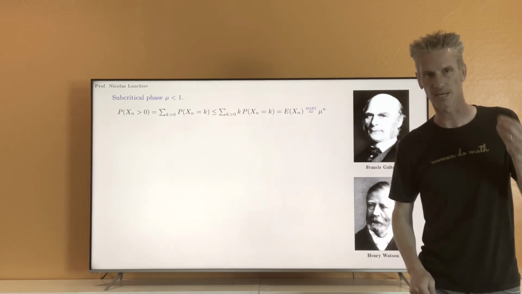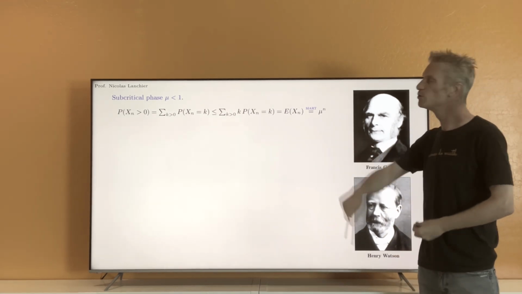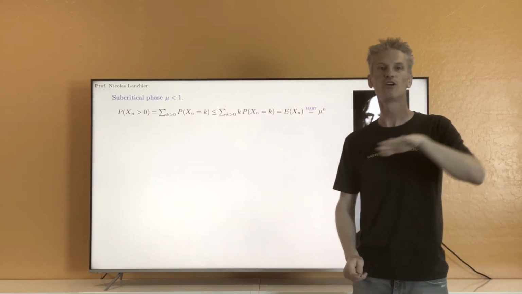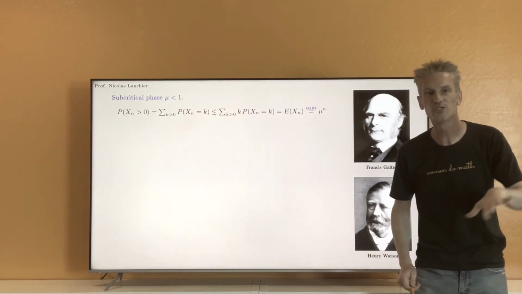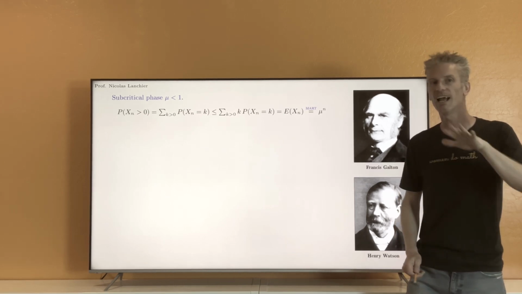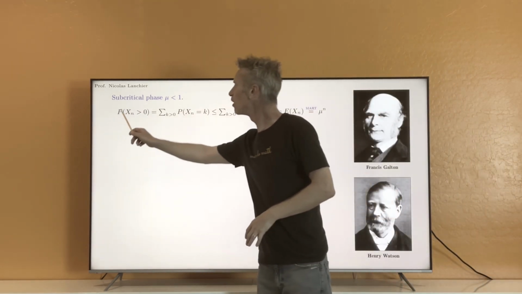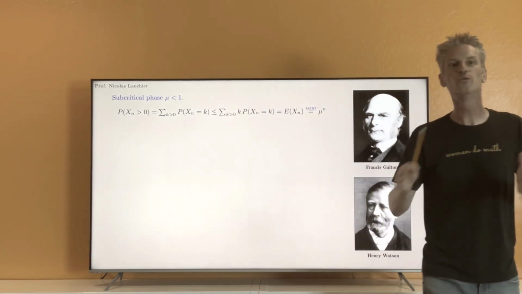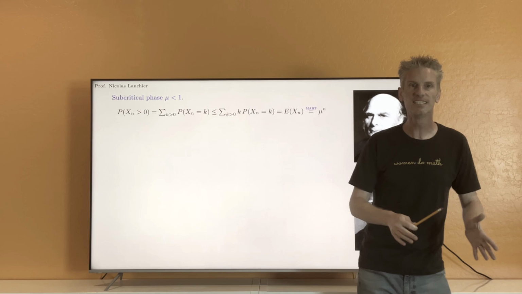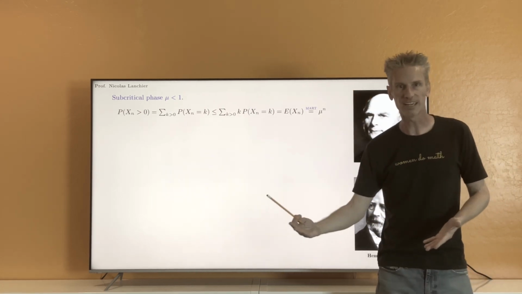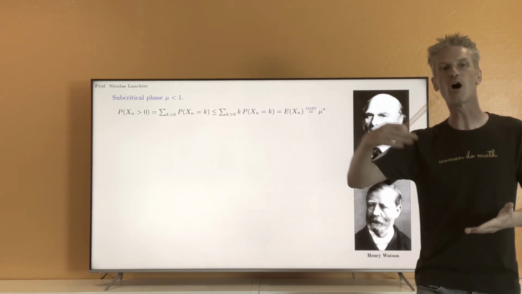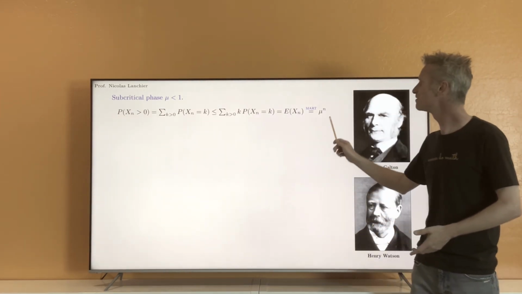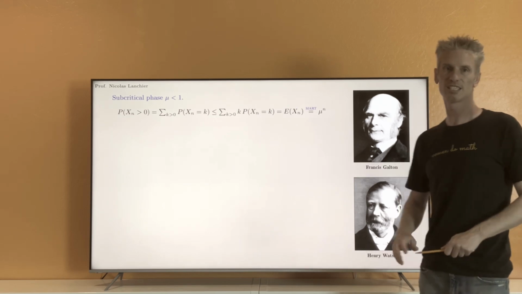Now you see that if mu is less than 1, obviously mu to the power n is going to converge to 0, and it goes to 0 exponentially fast. And so that means that the probability that Xn is larger than 0, which is again the same as the probability that it takes more than n units of time, or more than n generations, to have extinction, is going to be less than something that goes to 0 exponentially fast.